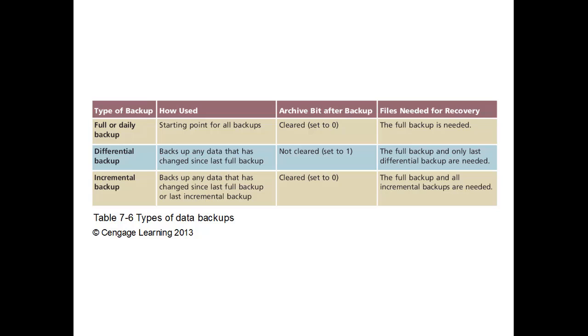Alright, in this table we have a summary of the different kinds of data backups and how they may be used. A full or daily backup. Now, this is the starting point for all backups. And just like the name implies, you're backing up everything. Or backing up everything every single day. A differential backup. This backs up only the data that has been changed since the last full backup. Then you can have an incremental backup. This will back up any data that has changed since the last full backup or since the last incremental backup.